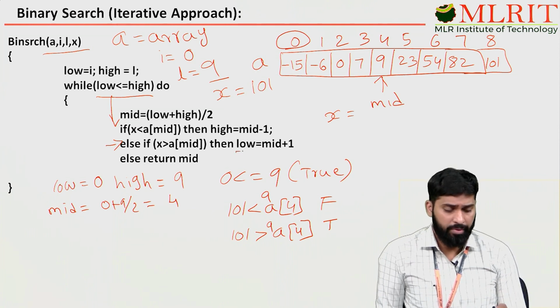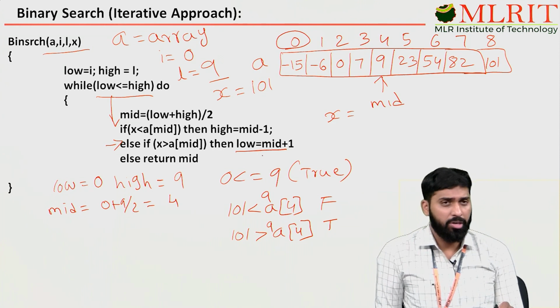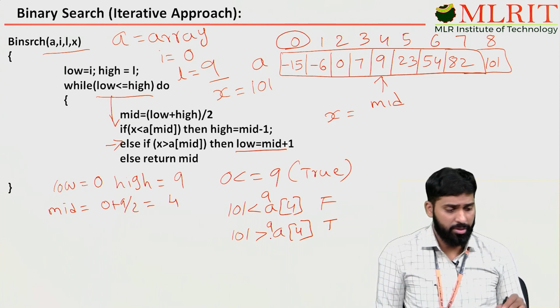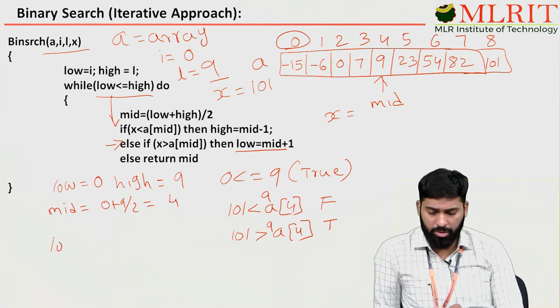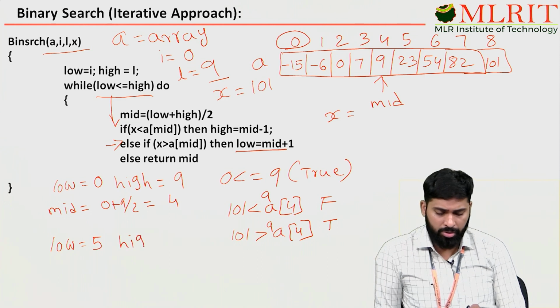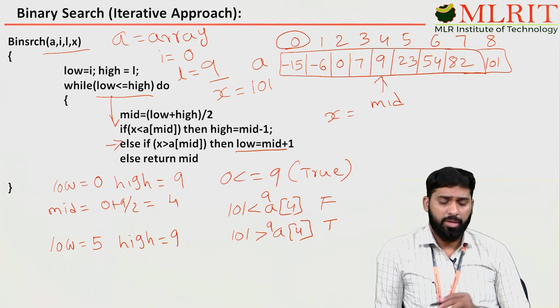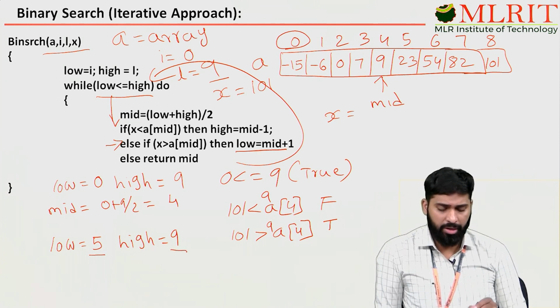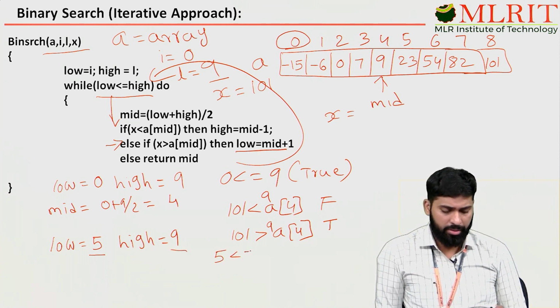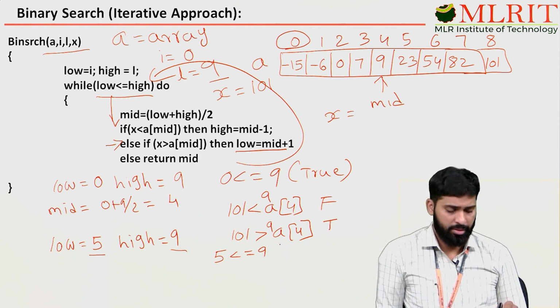So we update the low value. What is low here? 0. Now low equals mid plus 1. The mid value is 4, and 4 plus 1 means 5. Now the new low value equals 5, and high equals 9. Again you go to the while loop. Compare the low value 5 and the high value 9. 5 less than or equals to 9 is true.